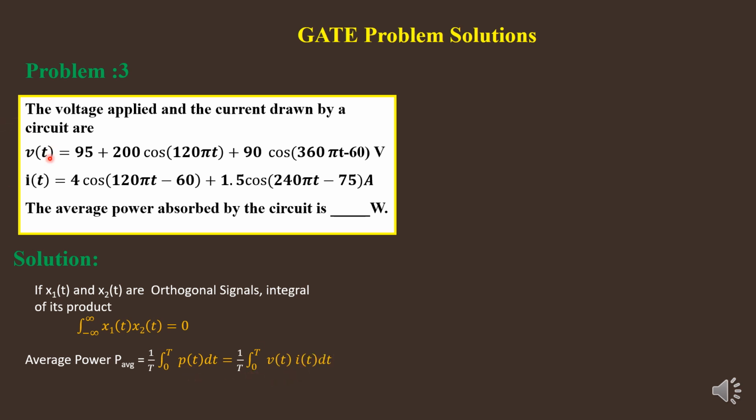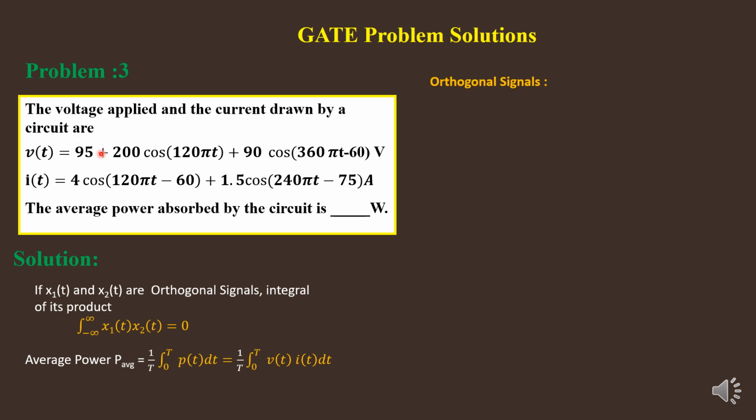Okay, so v(t) and i(t) are given. When we take the sinusoidal, this total time period will become 2 pi. So this is the formulation for average power. Now I will tell you the conditions for the orthogonal signals. How can we integrate the orthogonal signals?